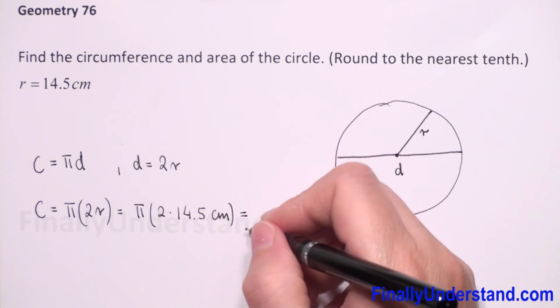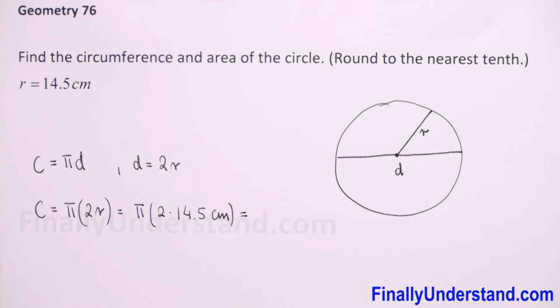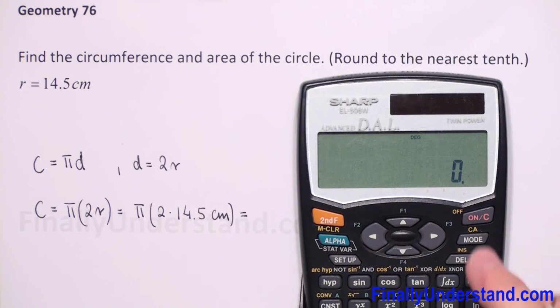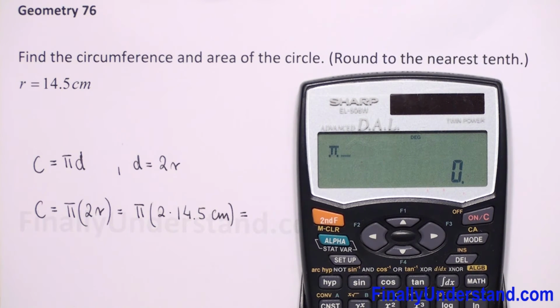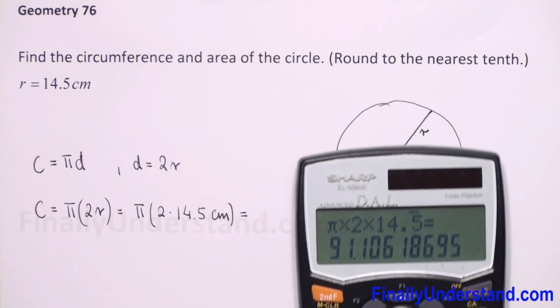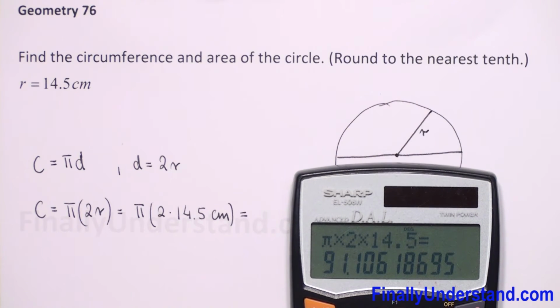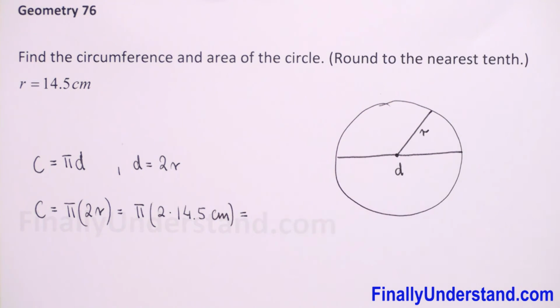So this is equal, we can use calculator. We have pi times 2 times 14.5. This is equal 91.10, and we have to round to the nearest tenth, so it's exactly 91.1.